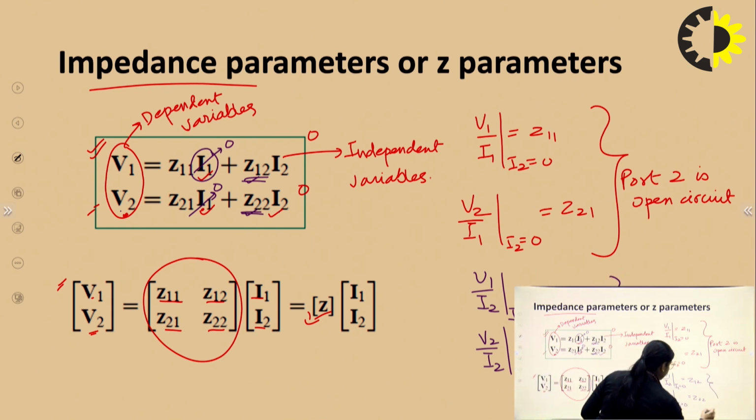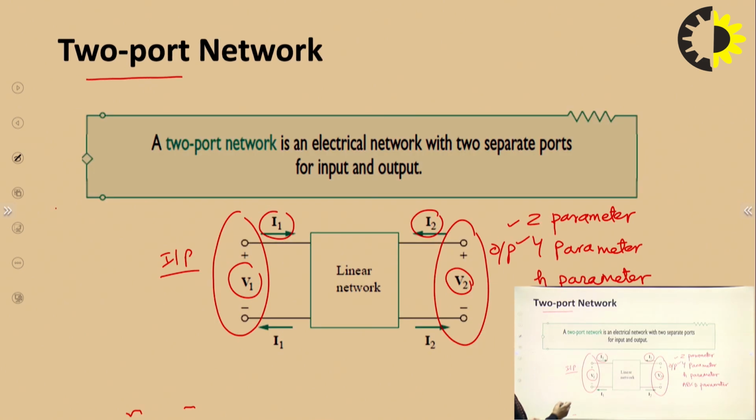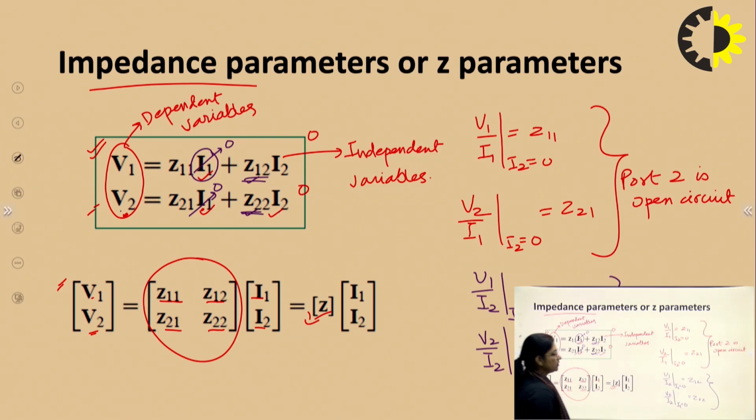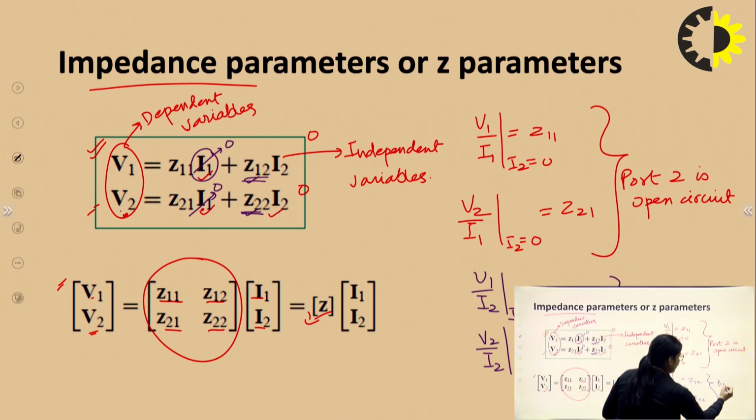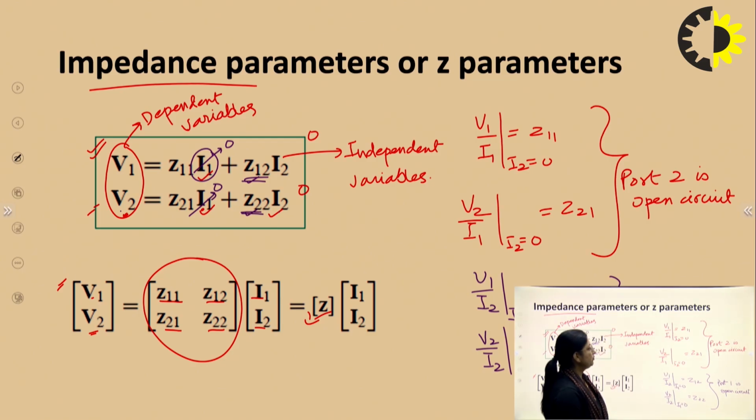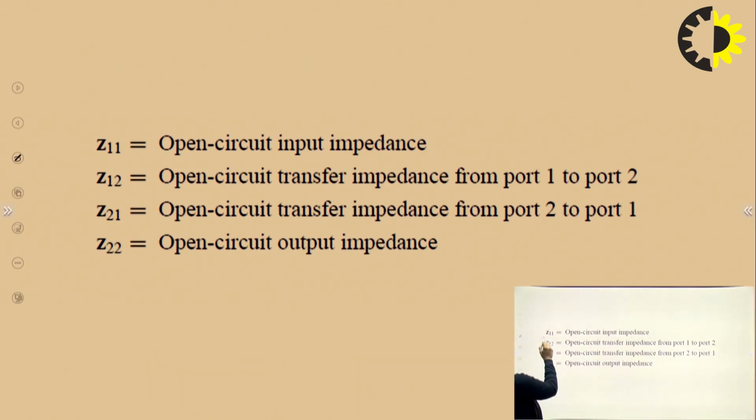So what does this mean? I1 equal to 0. If I want I1 equal to 0, I need to open this port 1. When port 1 is open circuited, there will be no current inside this port. So this means port 1 is open circuit. So, for Z11 and Z21, port 2 must be open circuit, and for Z12 and Z22, port 1 must be open circuit.